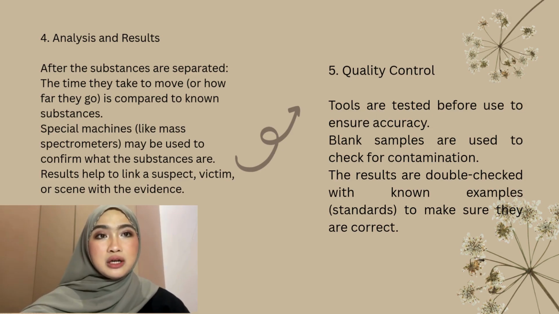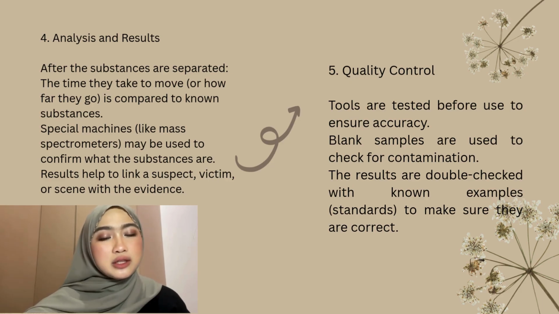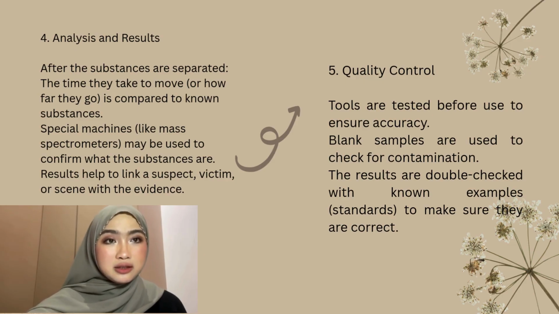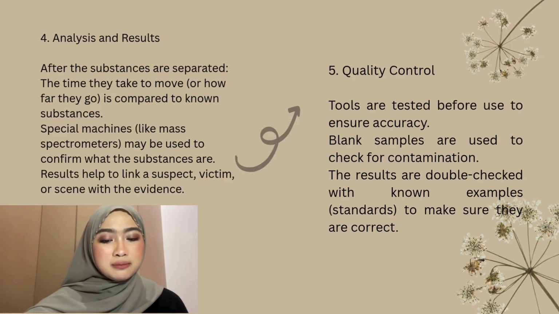For step 4, analysis and results. After separating the substances, we analyze them by looking at how far they move or how long they take to come out. We compare this result with known substances to figure out what is in the sample. Machines like mass spectrometers help to confirm the findings.